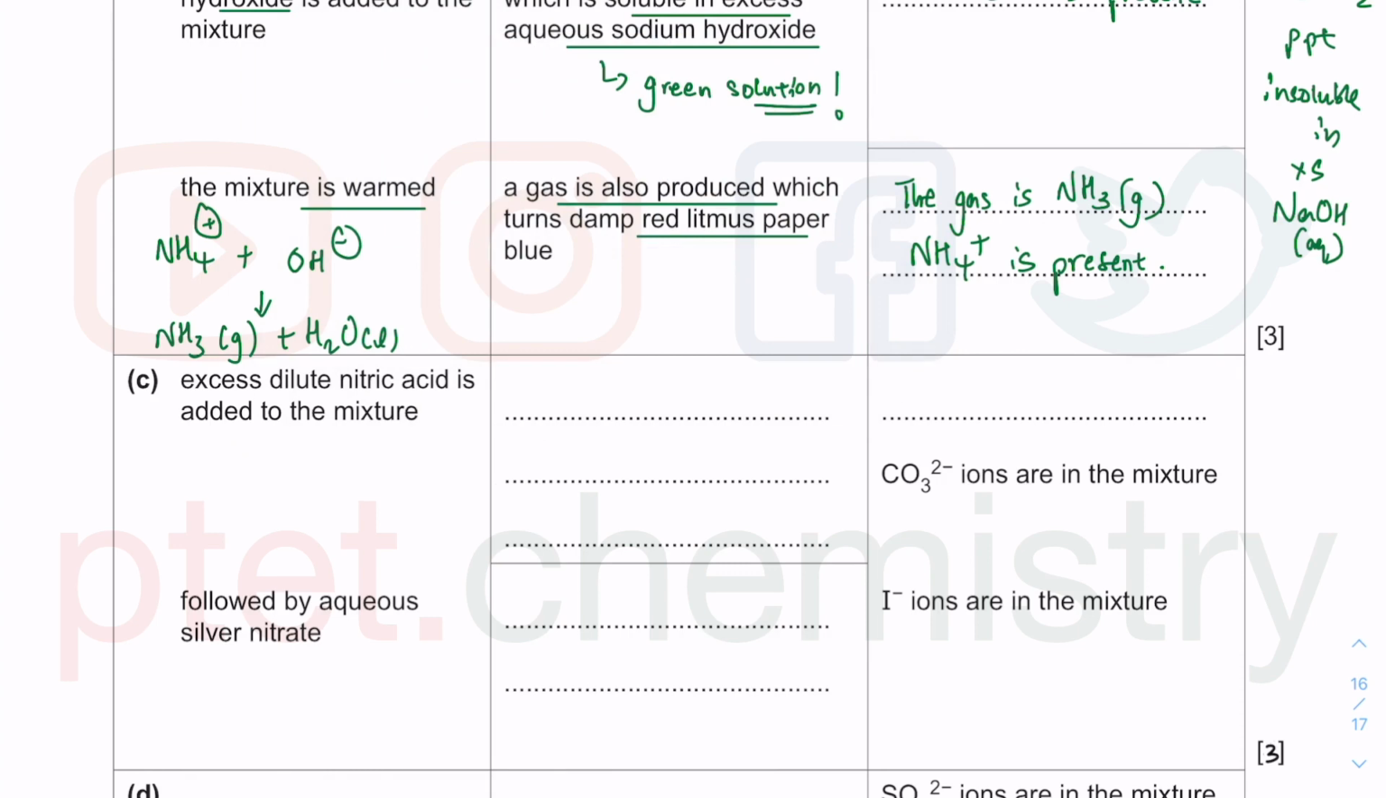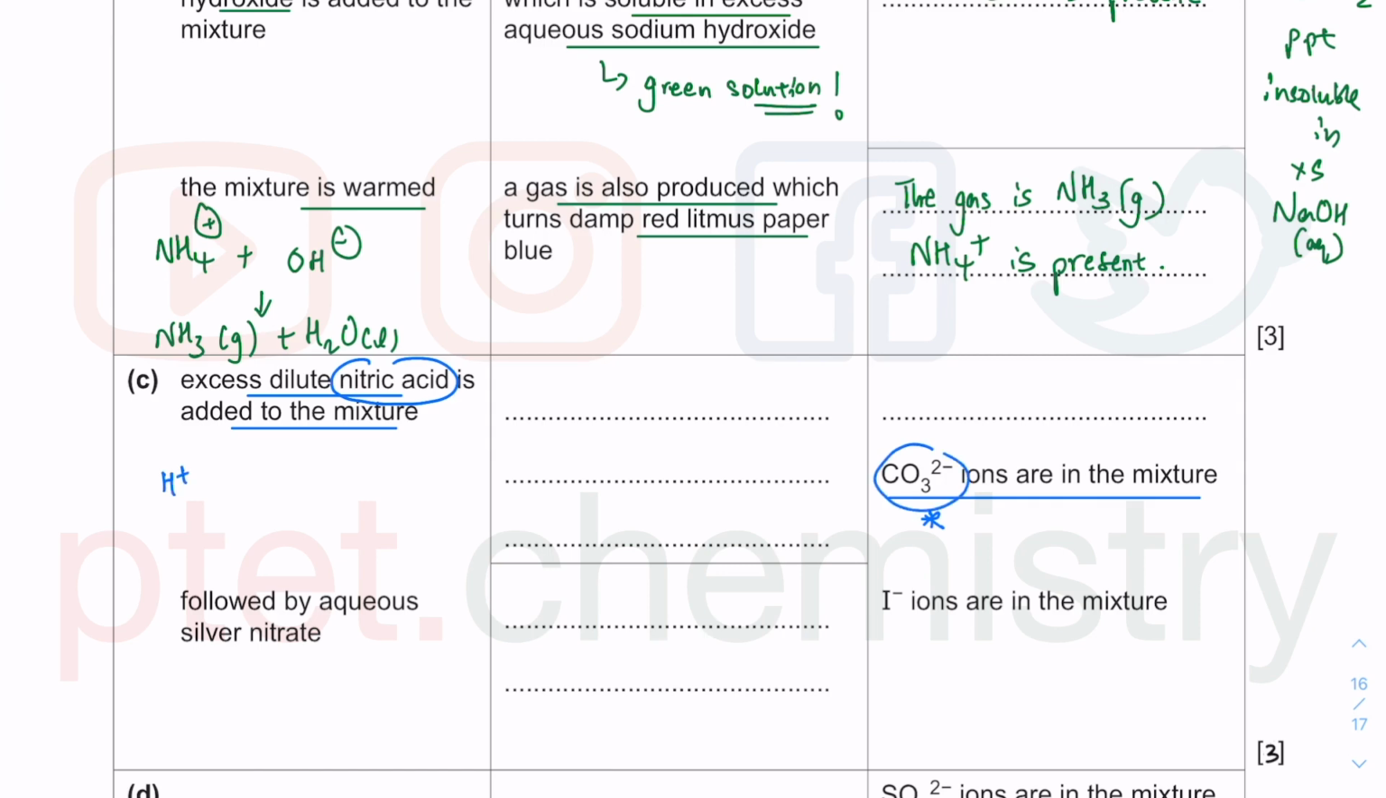Next bit, you add some excess dilute nitric acid to the mixture. We are supposed to write down the observations. Then what do we have in our conclusions? CO3 2- ions are in the mixture. So we need to identify the gas, because CO3 2- reacts with acid. Nitric acid is an acid and it reacts with carbonate.